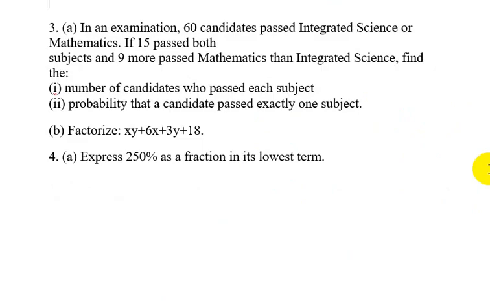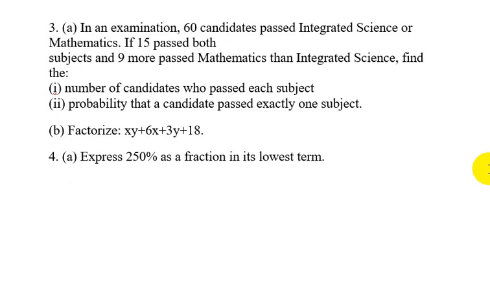In an examination, 60 candidates pass inter science or maths. If 15 pass both and 9 pass maths more than inter science, find the number of students who pass each subject, and the probability that the candidates pass exactly one subject. Okay. Now with this one, it's a Venn diagram question, as we may know already. So let's take our time and draw our Venn diagram.